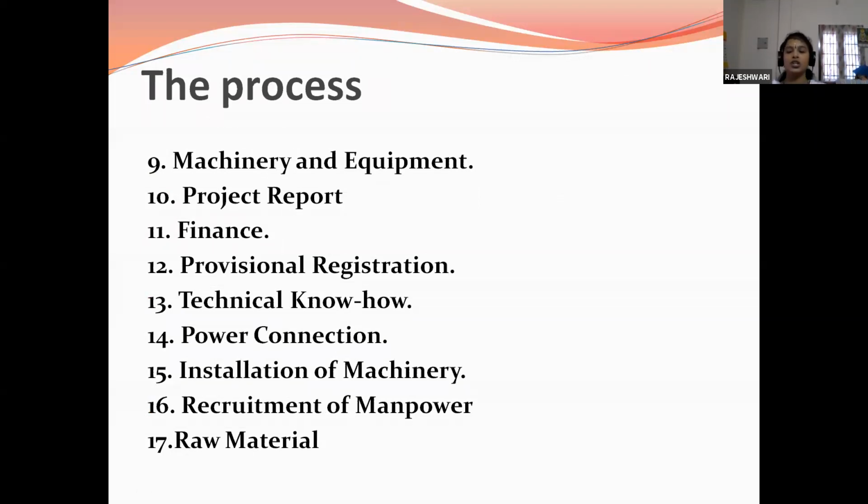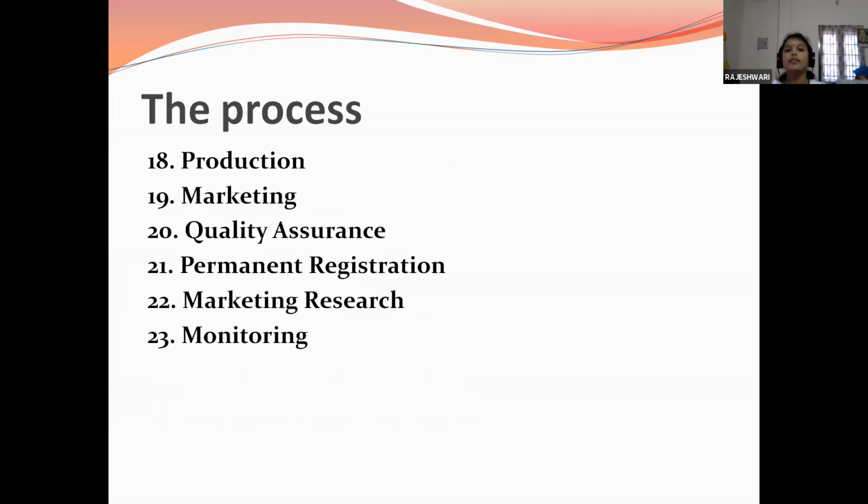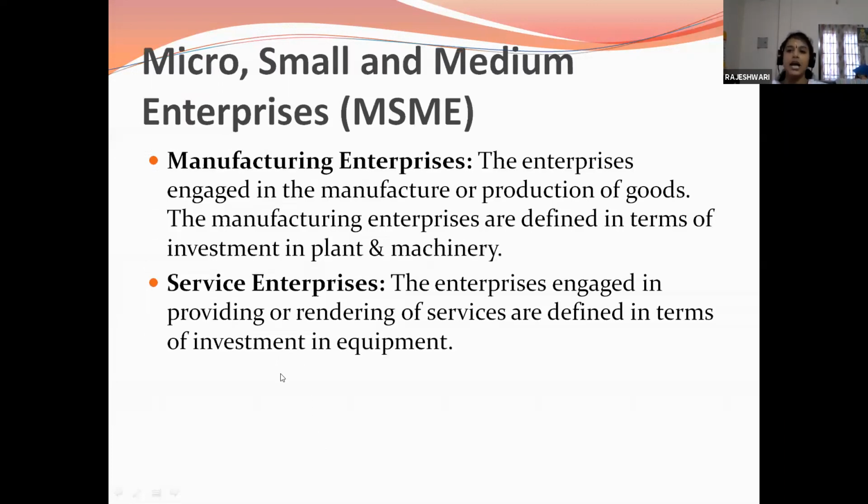Then you create your project report. According to this, you create your project report and financial needs, and provisionally you have to register your business unit. Then what power connection you want, how to install your machinery, and how many manpower, that means employees, you want. Then raw material purchase, then production, and marketing is also very, very important. That is advertising your product, and quality assurance is very, very important. You are creating a product, so you should give it in very good quality. Then you have to permanently register, then do marketing research as well as monitoring. So these are the 23 steps in starting a small business.